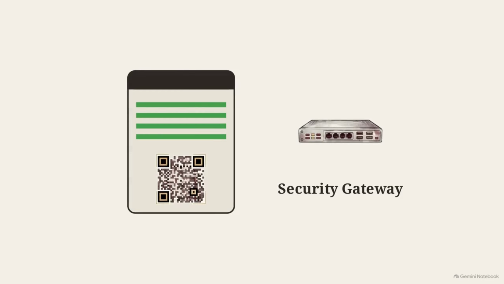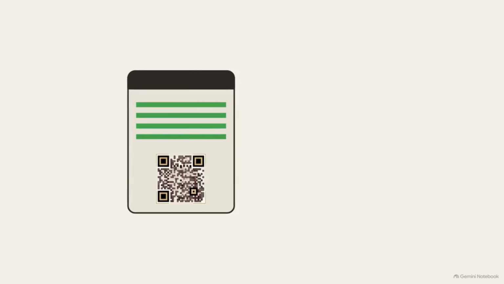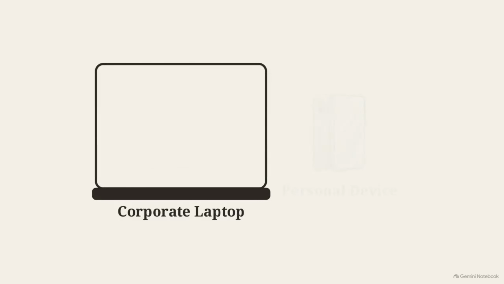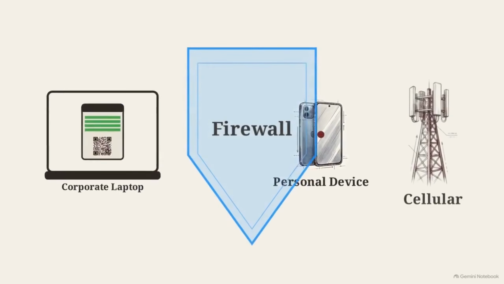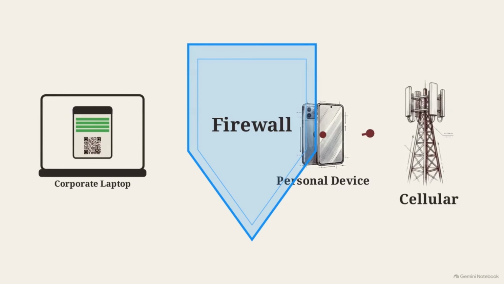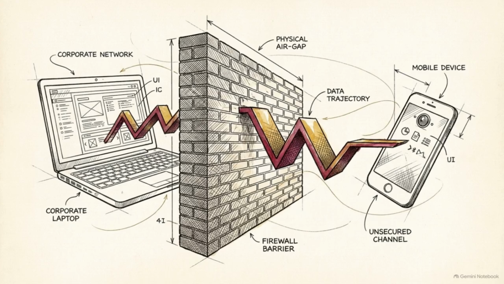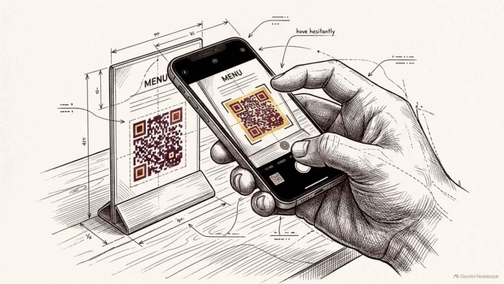This creates the channel crossing blind spot. The malicious email sits on a protected corporate laptop, but the employee scans it with their personal smartphone. The attack executes over an unmonitored cellular network, completely bypassing the corporate firewall barrier. Quishing weaponizes the physical air gap between enterprise network boundaries and personal consumer hardware, making it a highly effective evasion technique.